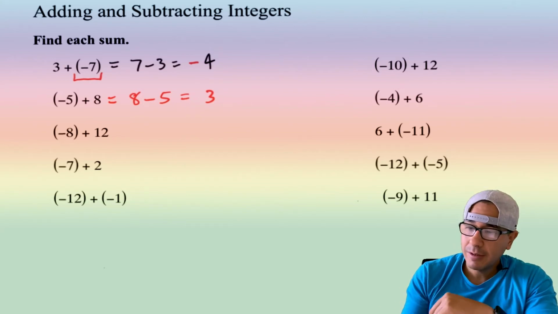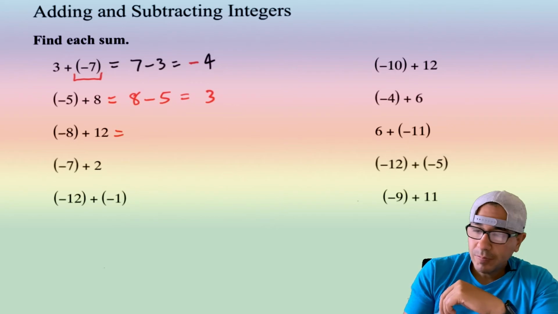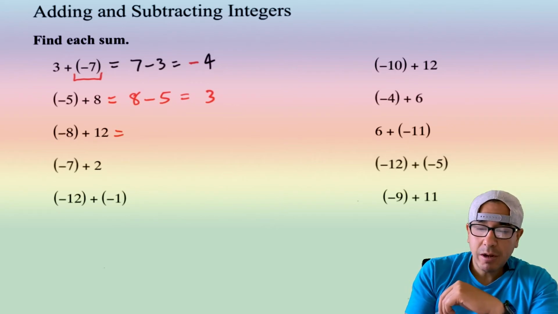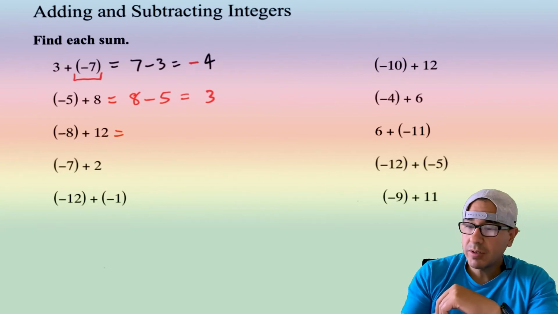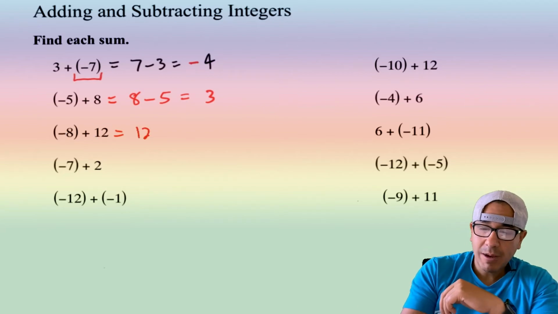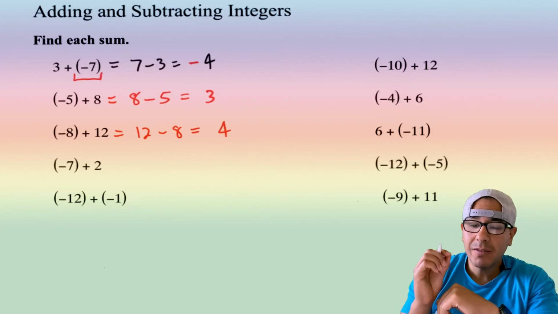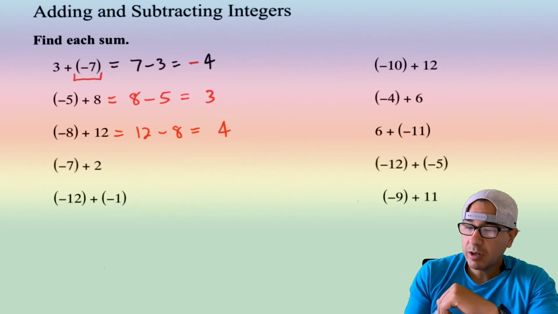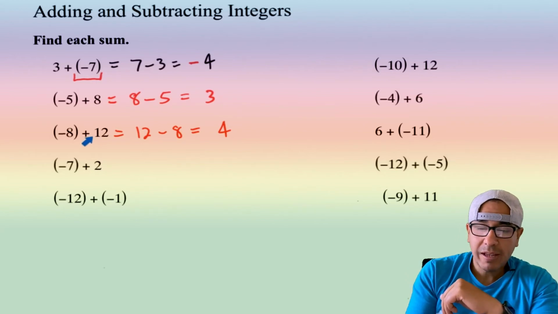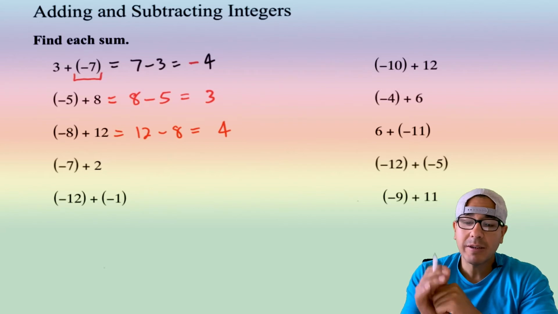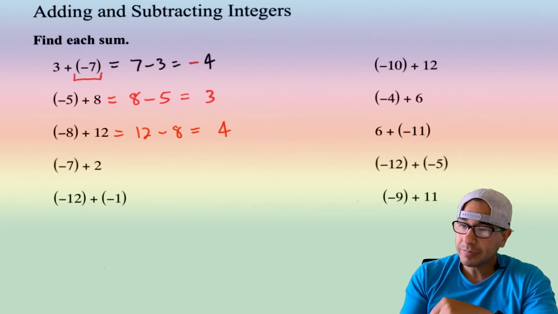Let's do another one. All right, so let's do -8 plus 12. Opposite signs, so we subtract 12 minus 8, and I know most of you could do that in your head, which is 4, and you keep the sign of the larger number, which was 12, and the 12 was positive. So my answer is +4.